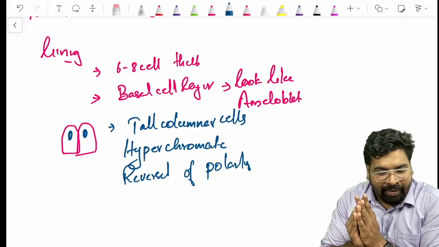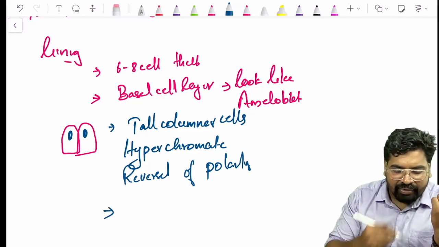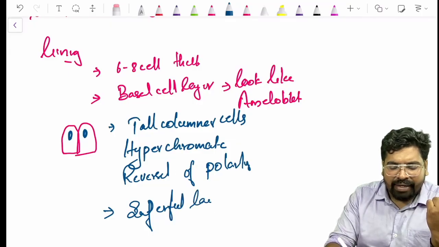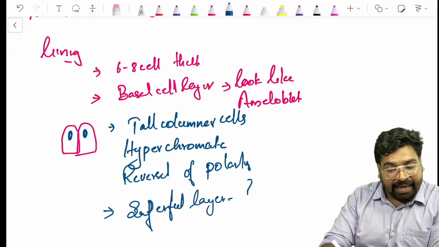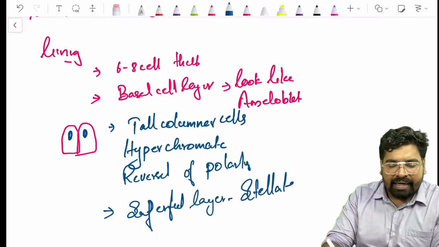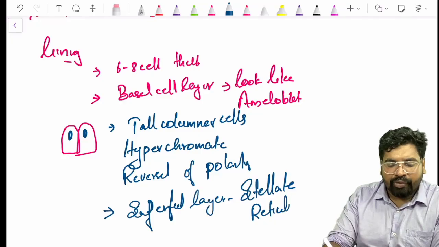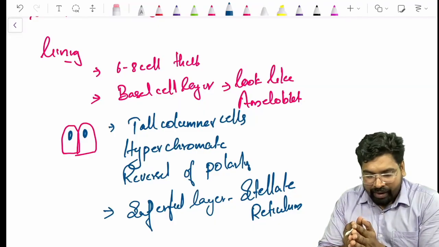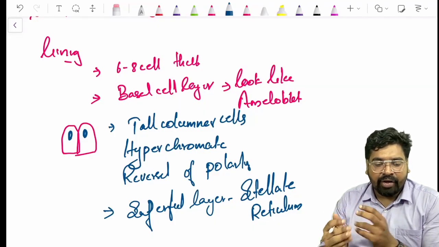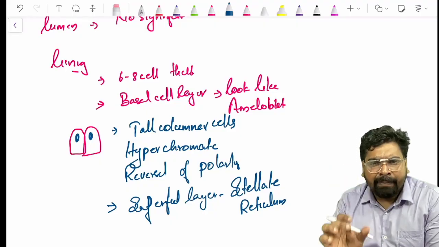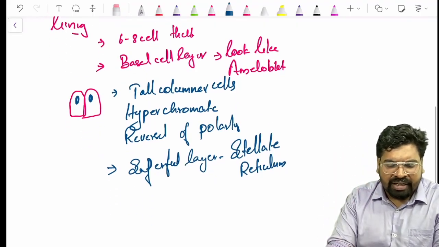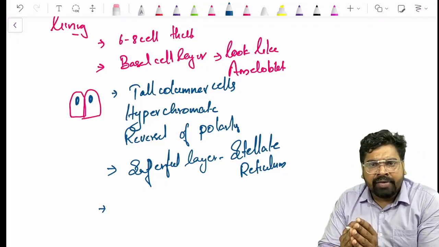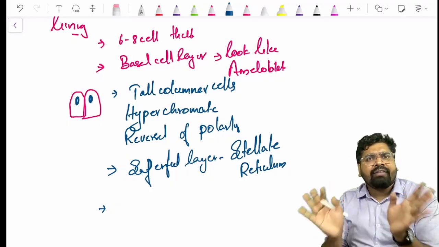They look like ameloblasts. And the superficial layers, how will they look? They look like stellate reticulum. So stellate reticulum like cells. You may have heard about stellate reticulum and ameloblast when you read ameloblastoma, right? Ameloblast like cell, stellate reticulum. And the important feature in this is that some cells in the stellate reticulum only have a cytoplasm. They don't have a nucleus.